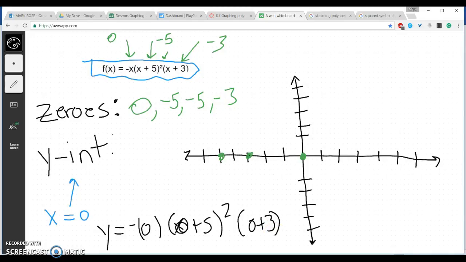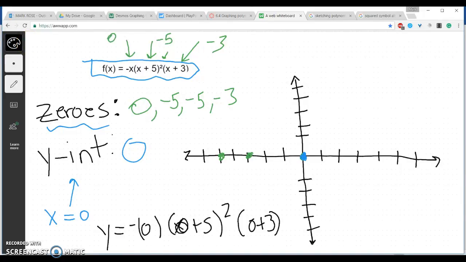Well, that's going to end our day very, very quickly, because 0 times anything makes this whole thing 0. So our y-intercept in this case is 0, which would be right there. So our y-intercept happens to be one of our zeros of the function. That doesn't always happen, but it does sometimes. We'll see an example where it doesn't happen in the next example. So let's try to graph this thing.